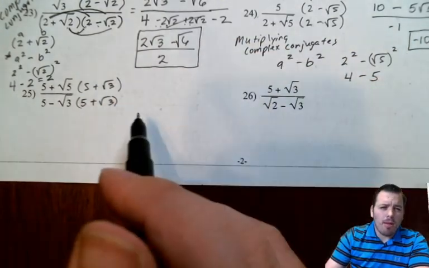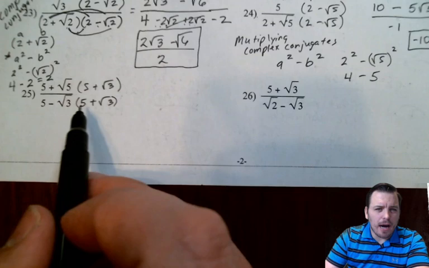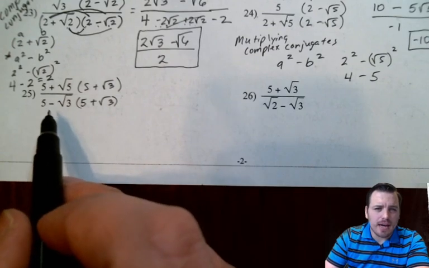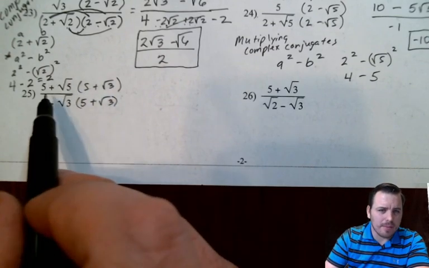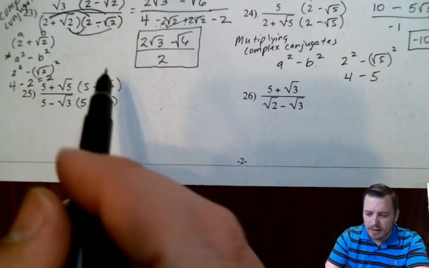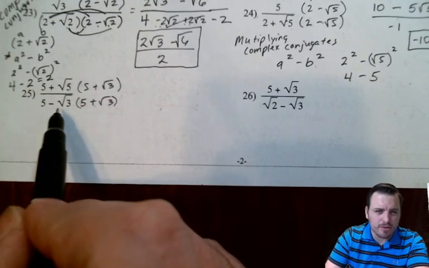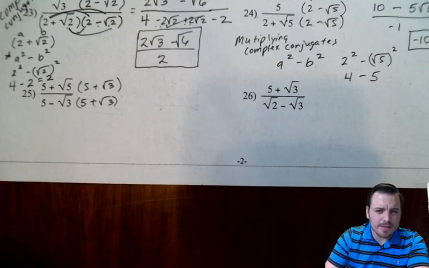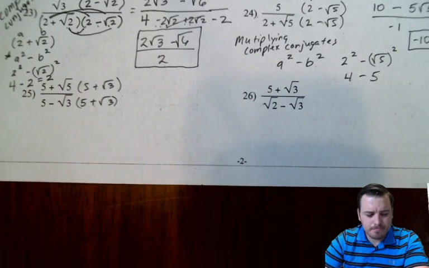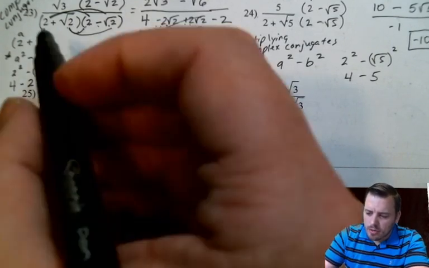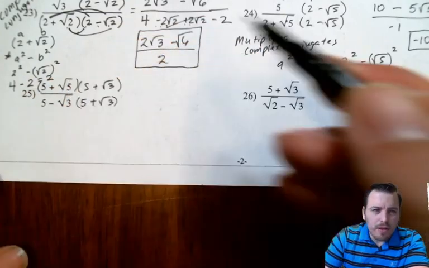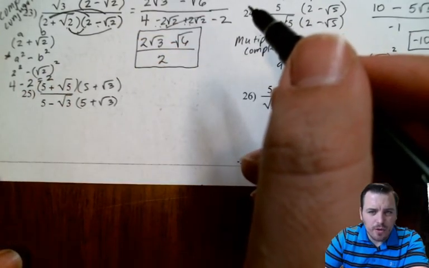Now, I can use the shortcut on the bottom because they're complex conjugates, but the top is not complex conjugates. The bottom, they're complex conjugate. The middle sign is different. The top is not. So let's FOIL the top.